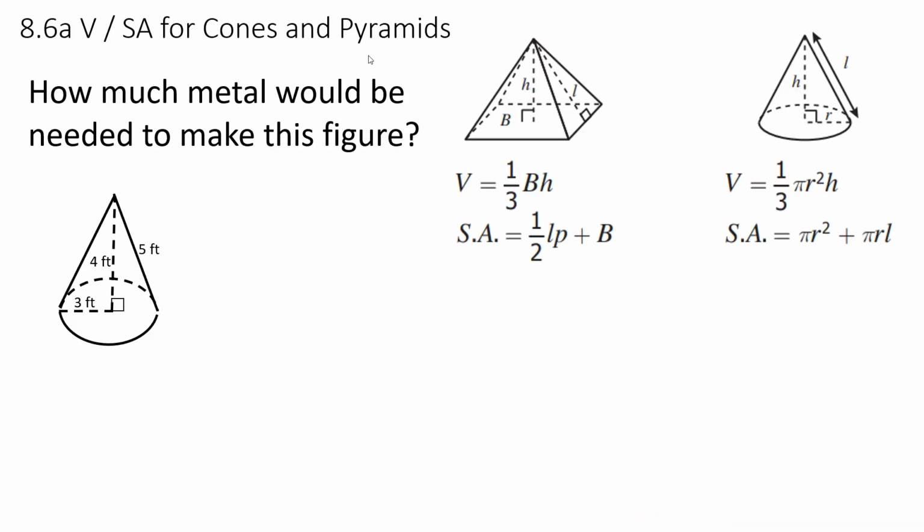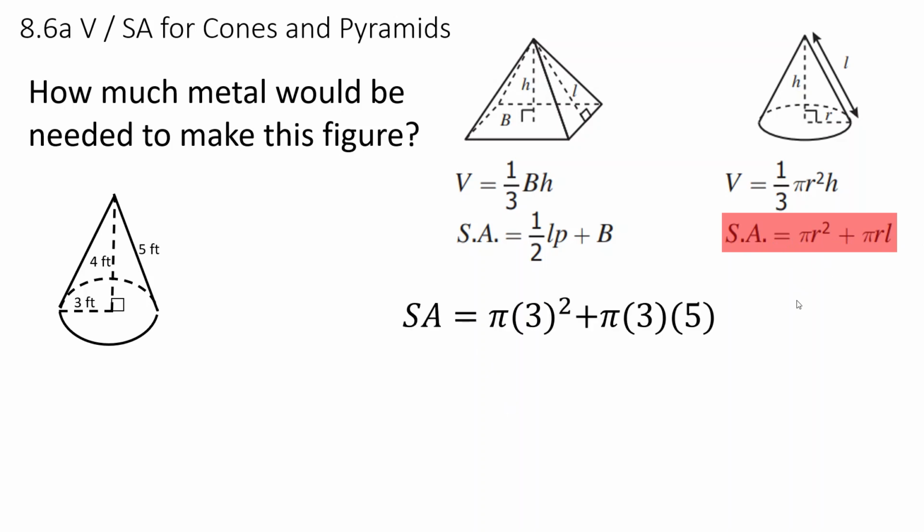We're going to keep going. Okay, volume surface area for cones and pyramids. How much metal would be needed to make this figure? So we have this figure down here, and the metal would be covering the outside. So we are looking for surface area. We have a pyramid, we're looking for surface area. So we want this formula. And then we just plug in the numbers that we know. You could literally type in pi r squared plus pi rl into Desmos, and then you could say r equals 3 and L equals 5. Remember, L is the lateral height. So for this problem, we don't really care about the actual height. You mainly are concerned with the lateral height. And you get 75 feet squared. We're going to keep going.